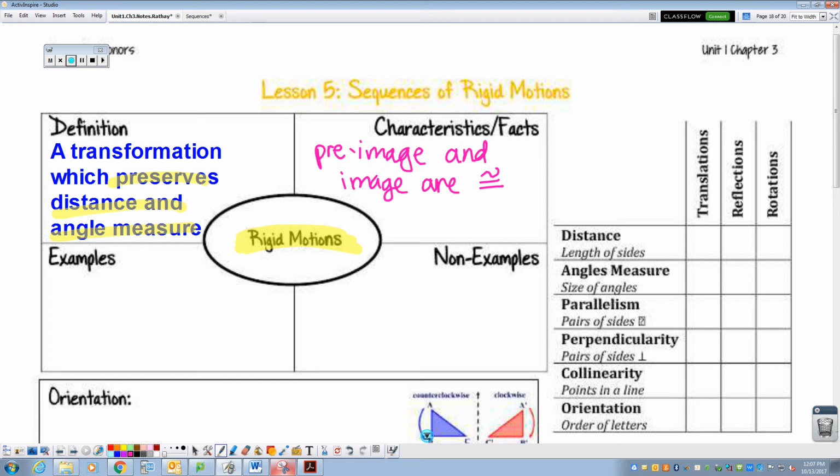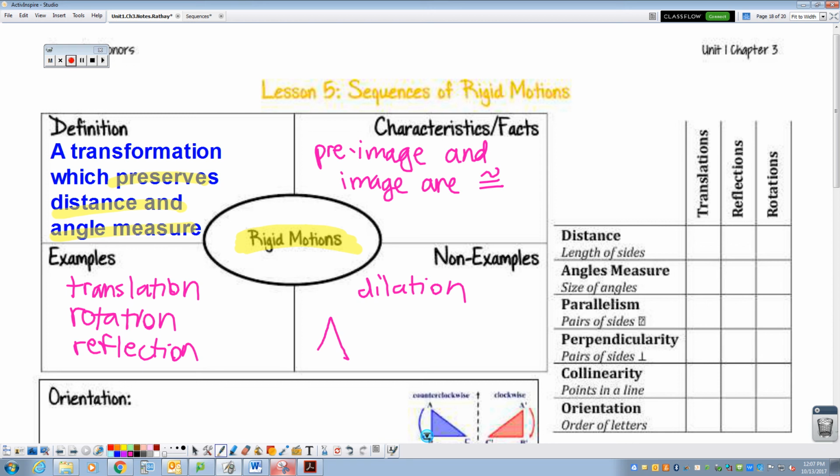So our examples are translation, rotation, and reflection. A non-example, and we haven't studied it yet, but a non-example might be a dilation. And that's because in a dilation, if we have triangle ABC, when we dilate it, it might grow or shrink to become triangle A prime, B prime, C prime. And so in this case, our angle measure is preserved, but our distances, A, B, and A prime, B prime, our distances are not the same.